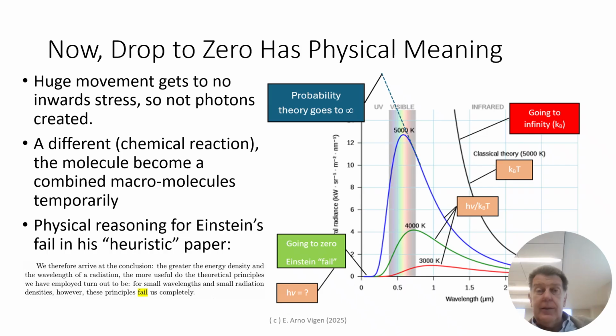Now that's what I was saying on the last slide, that when there's enough pressure, the maximum penetration isn't a gas state, it's actually the two molecules becoming a chemical reaction. They actually bump into each other. The electron invades the other one. In fact, Einstein, in his heuristic paper, described this failure in blue. He said, these principles fail us completely at the small wavelengths.